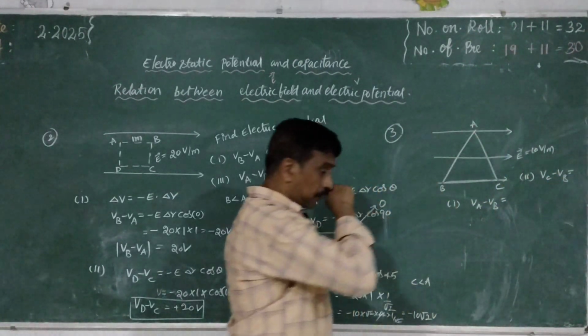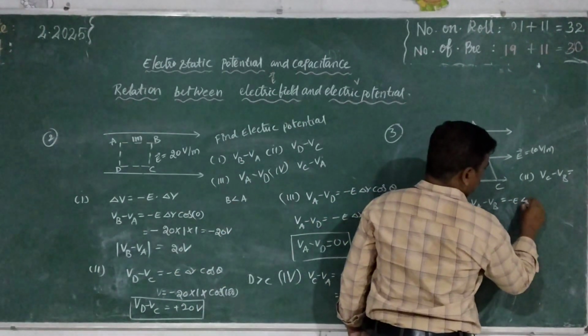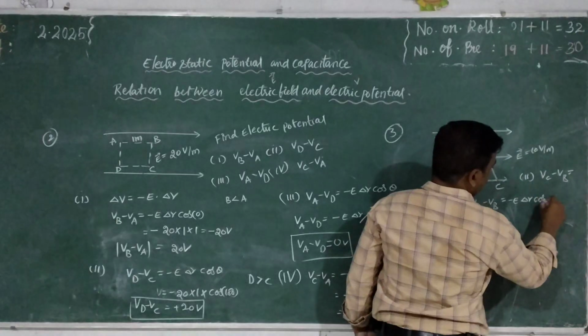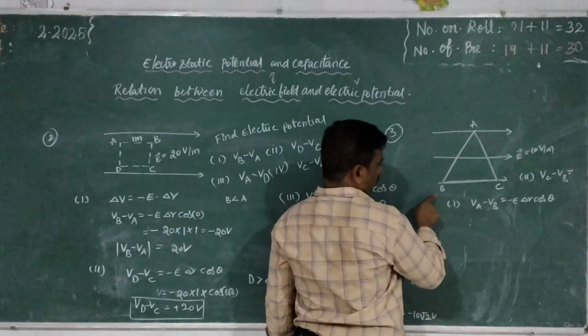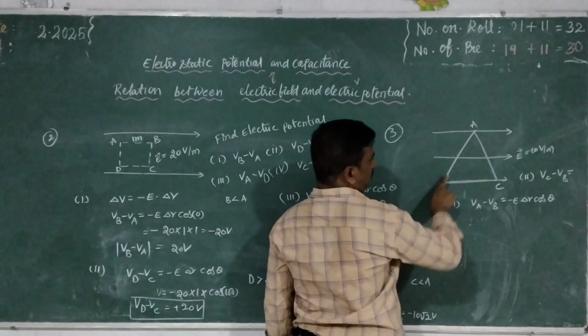First we find VA minus VB, which is minus E delta R cos theta. Here, for VA minus VB, the angle is 60 degrees between the electric field and the displacement.